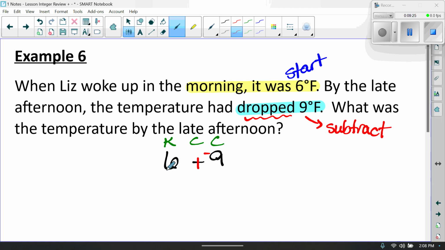And now we follow the rules for addition. So different signs, we subtract. So 9 minus 6, that's 3. And then we take the sign of the bigger number. So 9 is the bigger number, so my answer is going to be negative. So the temperature was negative 3 degrees Fahrenheit by the late afternoon.